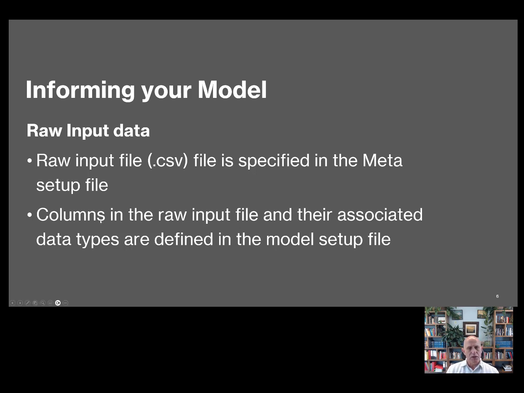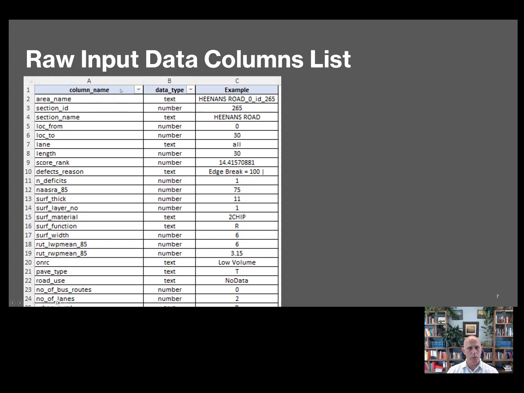Then we also have to tell Juno Cassandra which columns are in the raw input data file, what their names are and what their data types are. So this is done in the model setup file. In the model setup file, we have a mandatory sheet where we specify the column names and the data types for the raw input data. I've also got a column here which has some example data because I normally like to take my raw input file and just transpose the first row in it to create this set to inform the model about which columns are available in the raw input data.